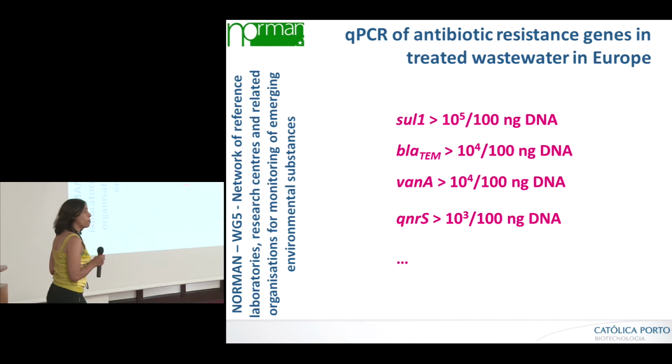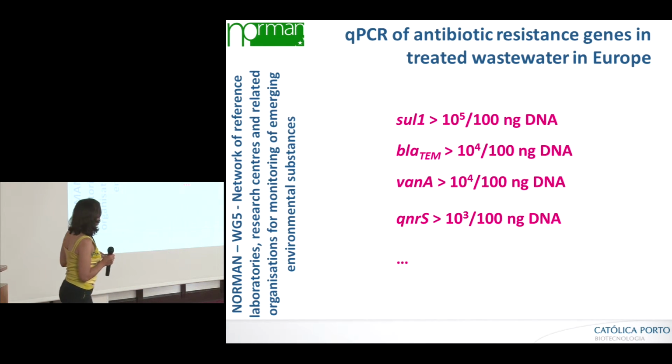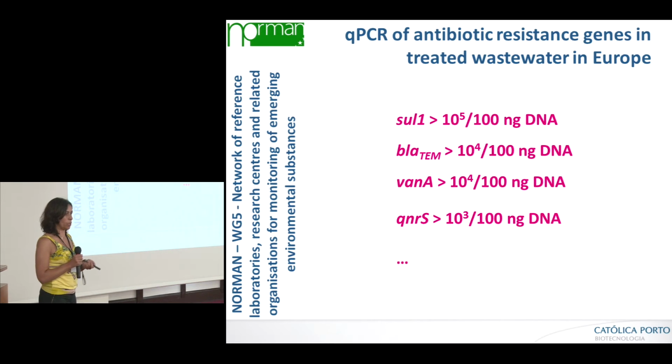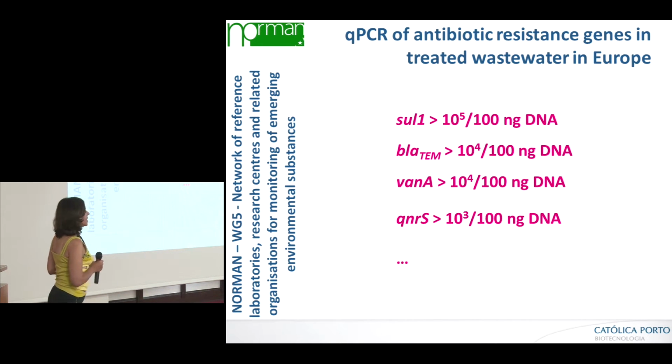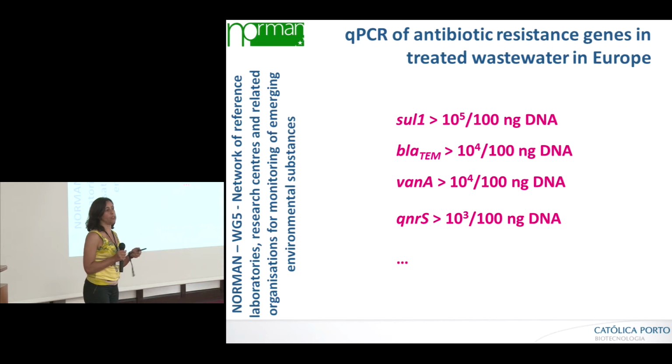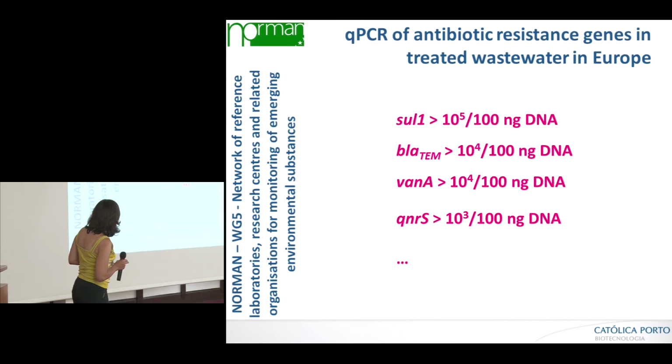And when we compare the data, and I'm not going into details now, we realized that some resistance genes that are known environmental contaminants are indeed in every wastewater treatment final water that we analyze. So the question now is not where the antibiotic resistance genes are, they are everywhere, but how can we control them?